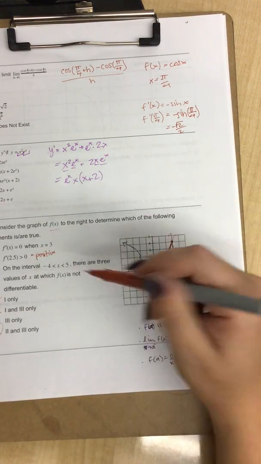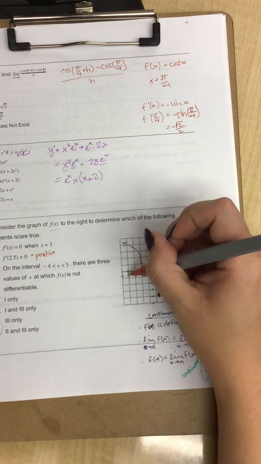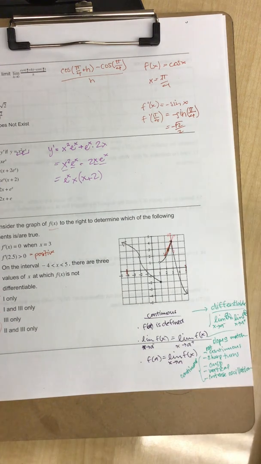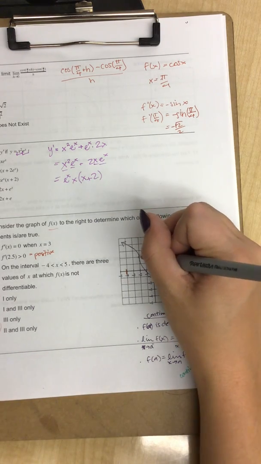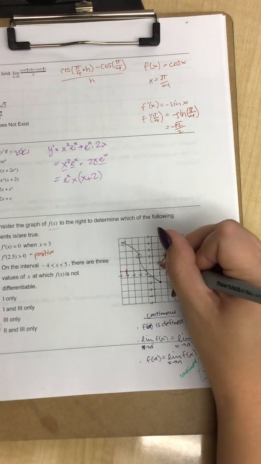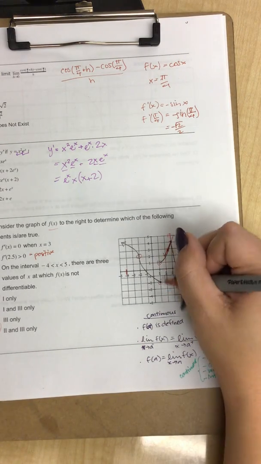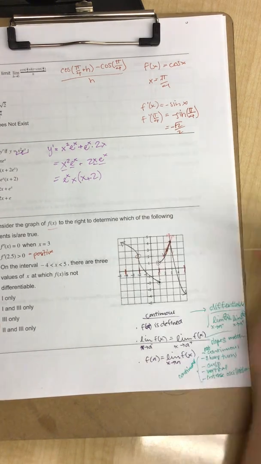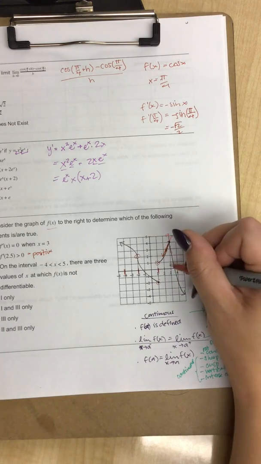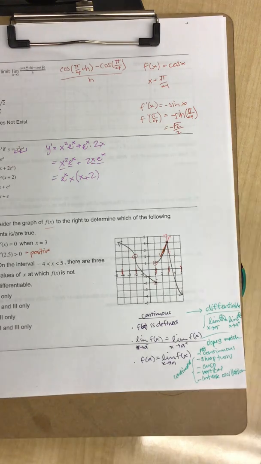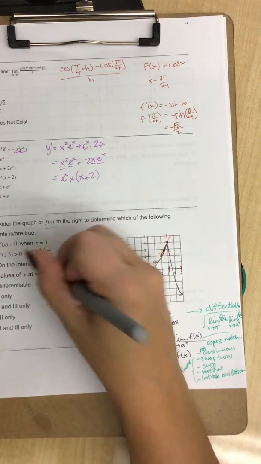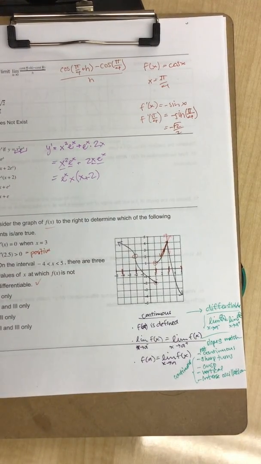On the interval -4 to 5, so pretty much this whole graph here, there are 3 values at which it's not differentiable. Right here, not differentiable because not continuous. Here, so 1, 2, again not continuous, it has a jump discontinuity. And right here again at 3 because the slopes don't match. So that is also true. So your answer is D. 1 and 2 are true.